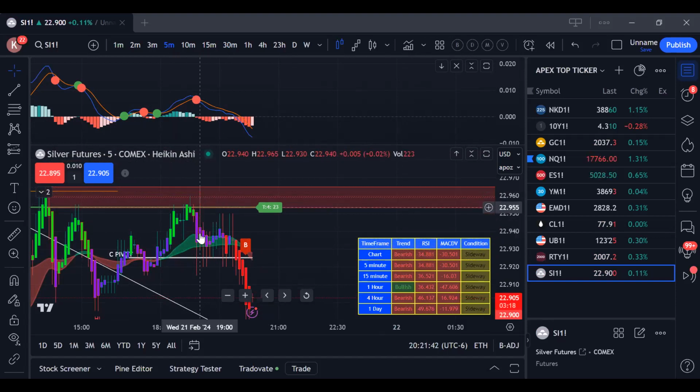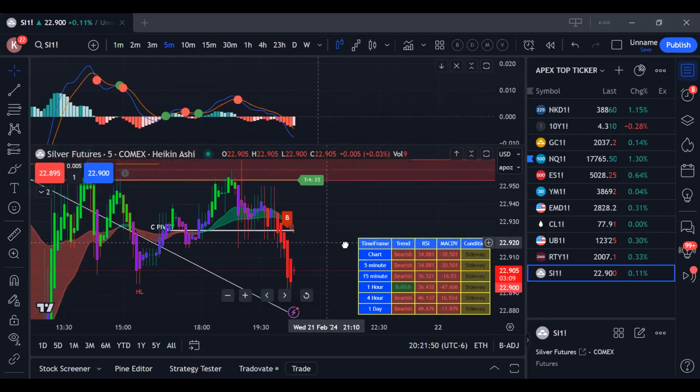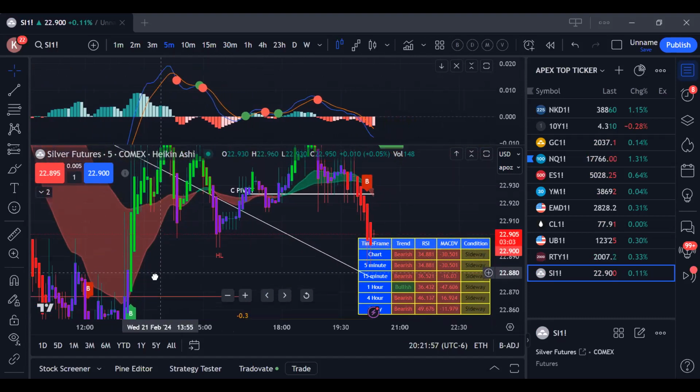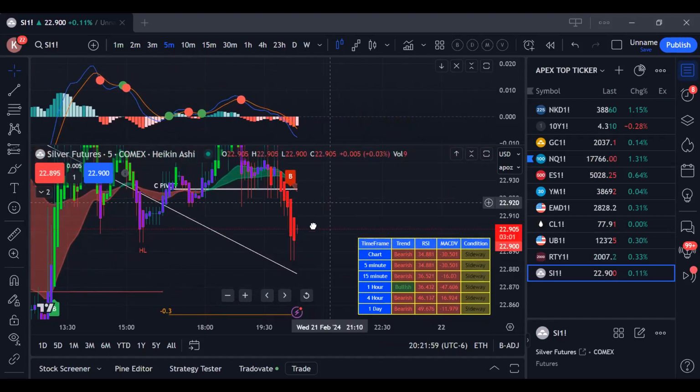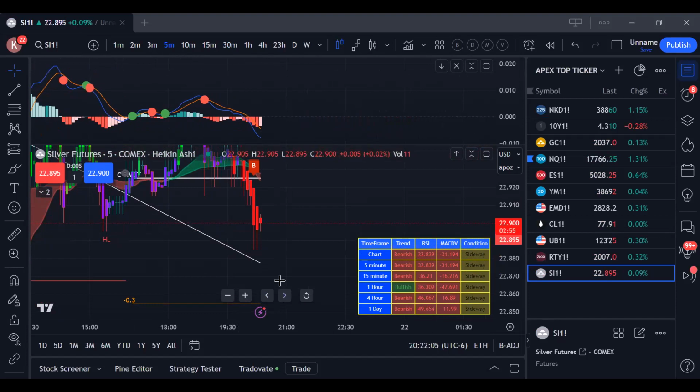So this red B is like a breakdown. That means it will go down. If you see a green B, this is like a breakout. That means it will go up. So that is also another indication for you. There is a high chance for it to go further down.